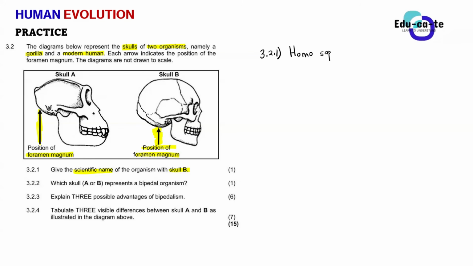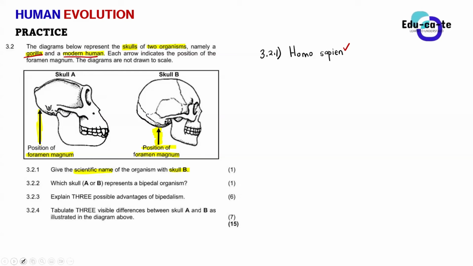So you can see that we were able to arrive at that deduction by looking at skull B. Skull B has a larger cranium size, so that's most likely going to be a human. In this scenario, we are given a gorilla and a modern human, and we just need to identify which one is most likely the modern human. By looking at the cranial capacity, or the cranium sizes, we can say that skull B is a human. Hence, its scientific name is Homo sapien. It must have a genus name and a species name. It's Homo sapien.